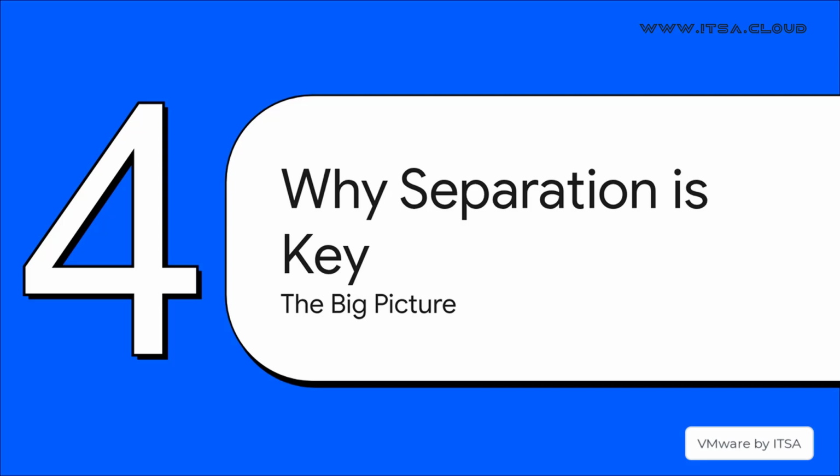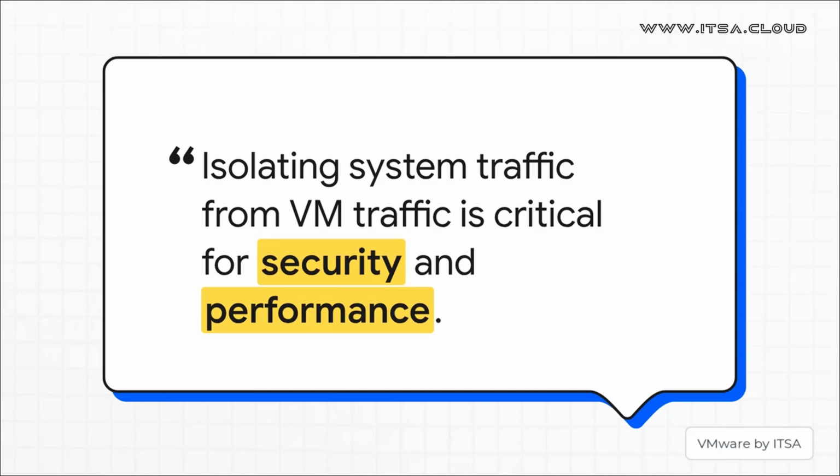So let's just zoom out for a second and look at the big picture. Why do we go through all this trouble? Why is separating this traffic a non-negotiable best practice for any VMware environment? It really just boils down to this one simple, powerful idea. Isolating your system traffic from your VM traffic is absolutely critical for both security and performance. I mean, think about it. If you need to vMotion your most important database server, you can't have that fail just because some other VM decided to start a huge backup.